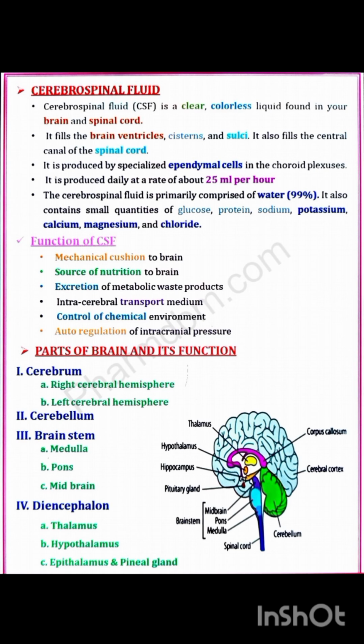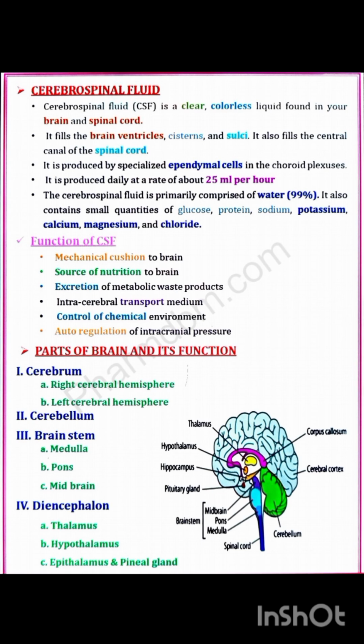Cerebrospinal fluid, also known as CSF, is a clear, colorless liquid that is found in your brain and spinal cord. It fills the brain ventricles, cisterns and sulci. It also fills the central canal of the spinal cord. It is produced by specialized epithelial cells in the choroid plexus. It is produced at the rate of about 25 ml per hour.